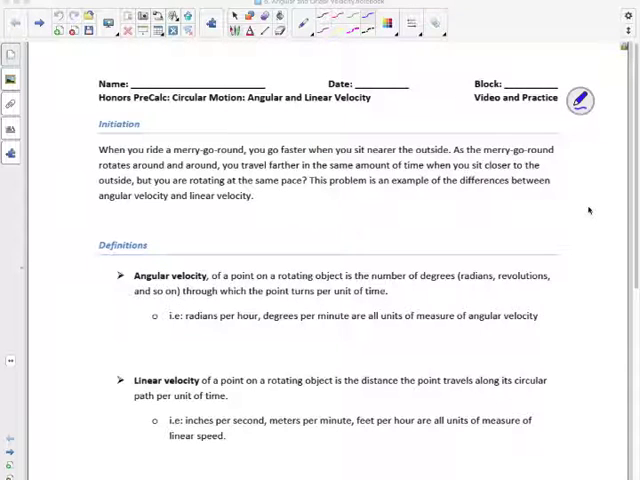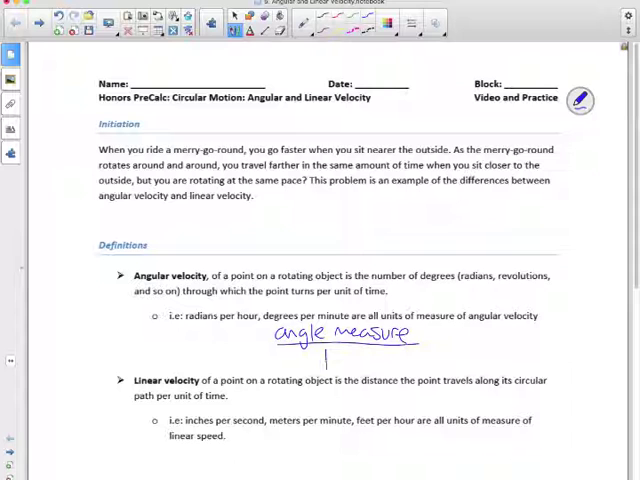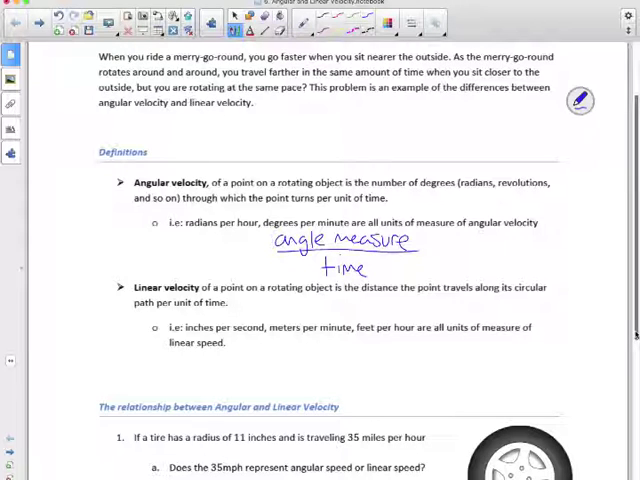Every single one of these is going to be some sort of angle measurement over time. Every single time. That's how you can recognize what angular velocity is. Linear velocity is measured in terms of a distance over time. So we have inches per second, meters per minute, feet per hour, miles per hour. So it's always some sort of distance measured over time. And that's the rate that you're really familiar with.